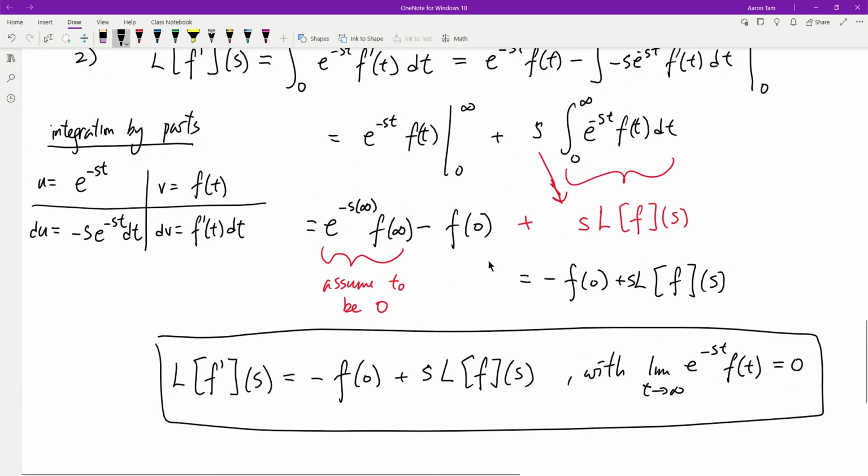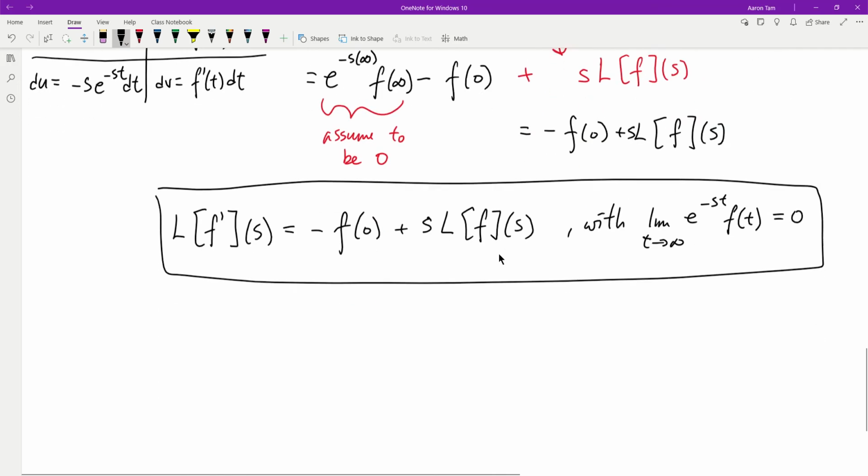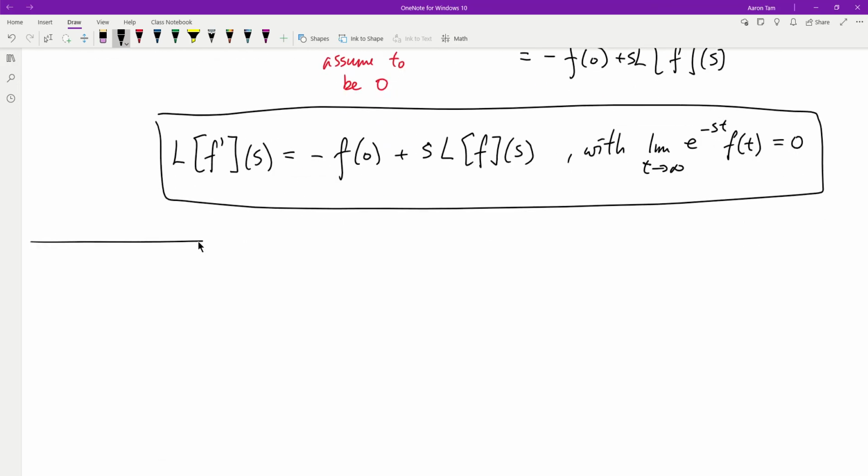Maybe I'll prove one more property, and then that will be it for today's video. So the third property is extremely important. The reason why is because it's directly related to how we can actually use the Laplace transform to solve problems.